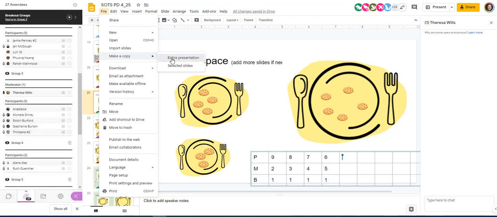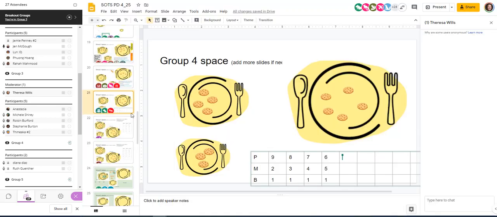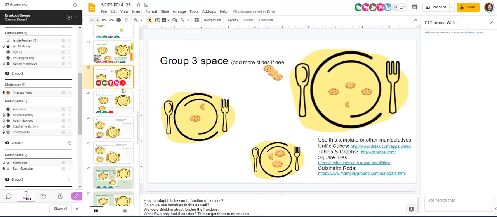Hi there, group 3. What are you all thinking about? They want to go fractions on us. Oh, way to go. All right. I totally didn't think of fractions here. That's such a great extension.